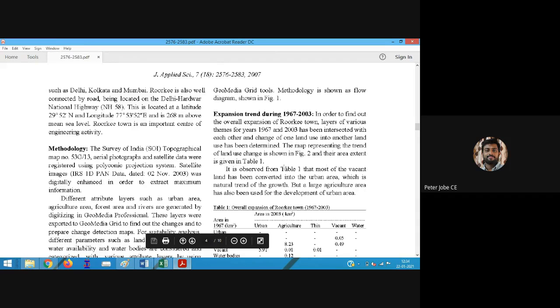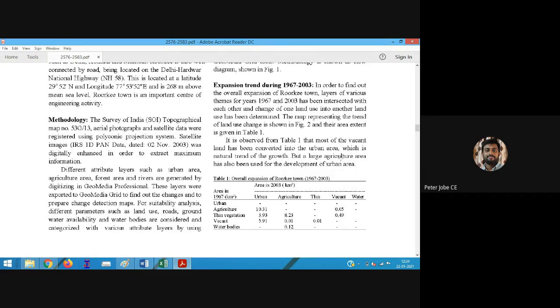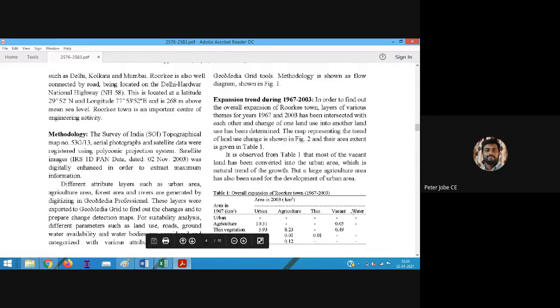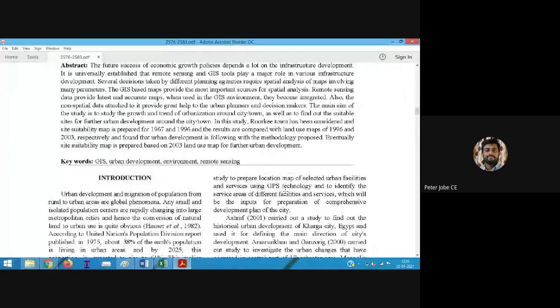So what they have done is they have categorized all these with different layers, where each layer will correspond to either the land use pattern, or the road network, or groundwater availability and other water bodies available. So all these things will be given in different layers, and they will merge all these layers, and they'll find out which area is more suitable for industrialization. So it's actually based on urban development.